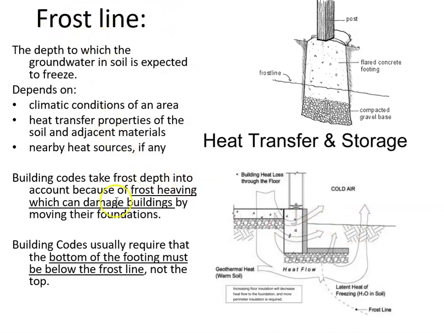But the frost line in general is something set by building codes, to take into account frost heaving that could damage buildings. So we want our foundations to be down below that. Building codes usually require that the bottom of the footing must be below the frost line, not the top. Okay.